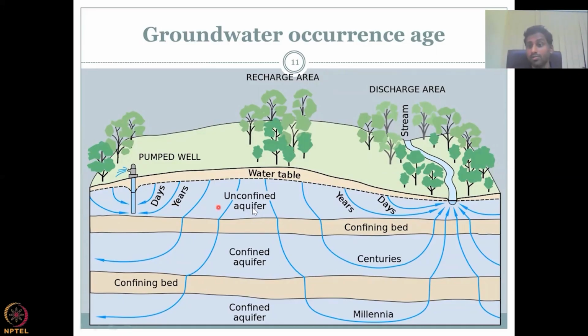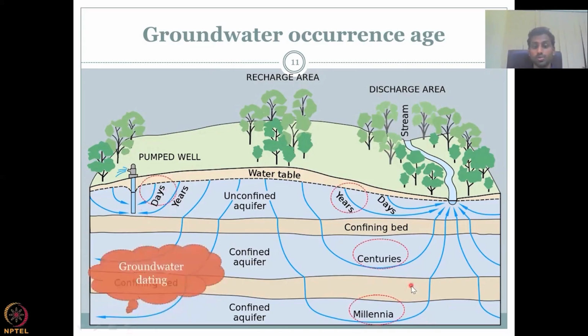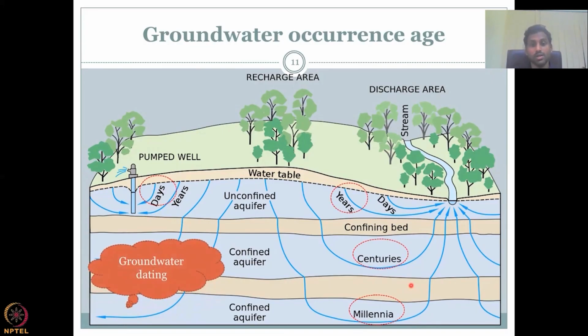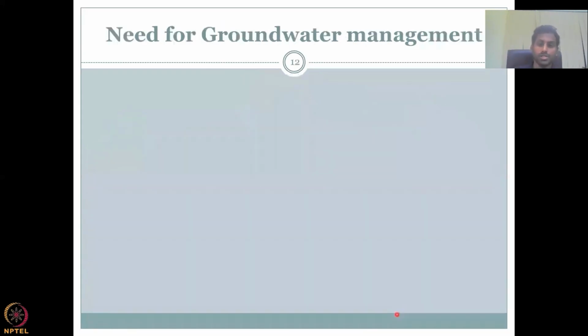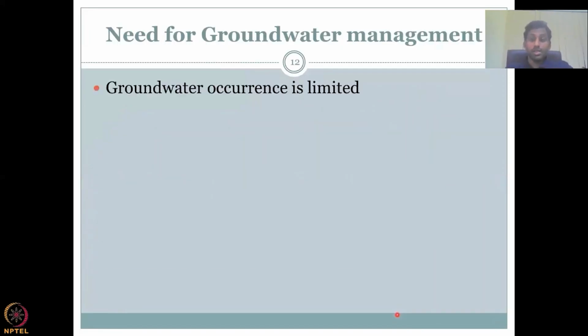You could see that for some aquifers or some storage units, the water takes days and years to come, whereas some units would take centuries, and some would take millennia, 1,000 years, for the water to come. And all these have been proved through groundwater dating studies, wherein radioisotopes have been used to date the water, like carbon dating, and they have found that water in particularly very deep locations has taken 1,000 years to recharge. So with that, we're going to conclude on a driving statement for the need for this course.